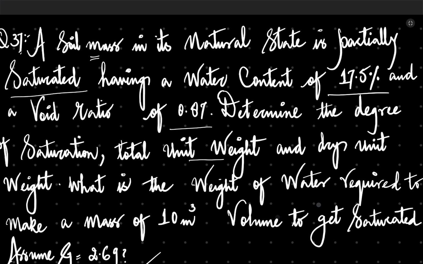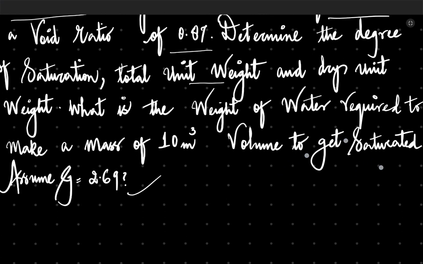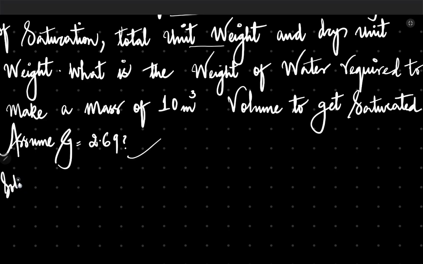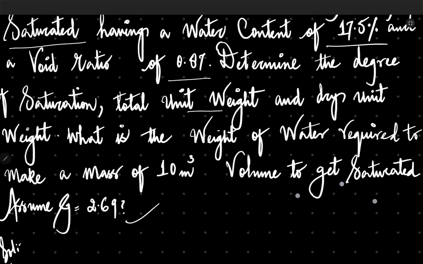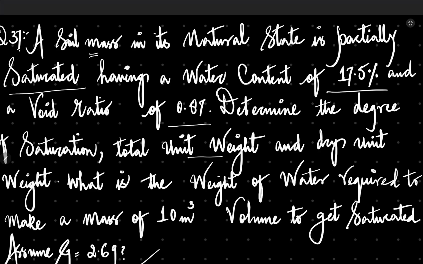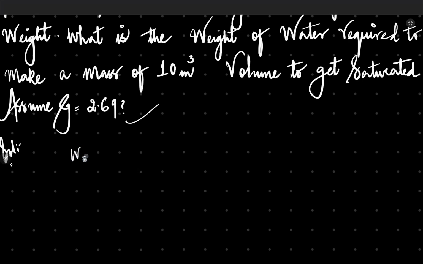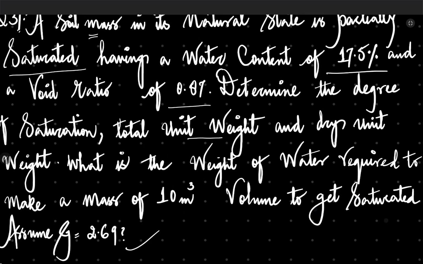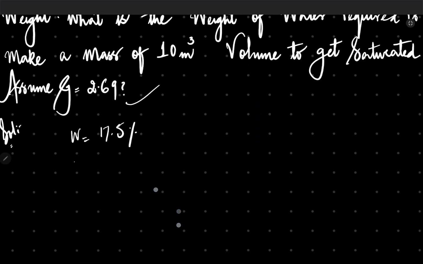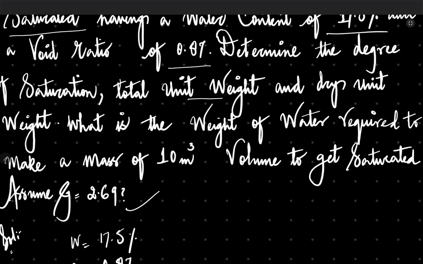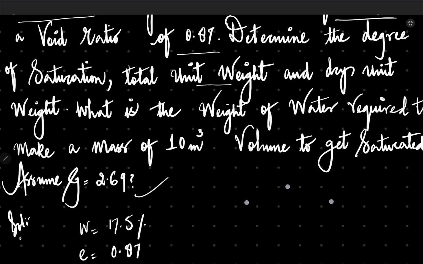All right. So we have two parts for the same question. So let's solve one by one, beginning with the first part. What data has been provided in the question itself? A soil mass in its natural state is partially saturated, having a water content of 17.5% and a void ratio of 0.87. Determine the degree of saturation, total unit weight, and dry unit weight. This is the part A of the question. Then we'll move to the part B.